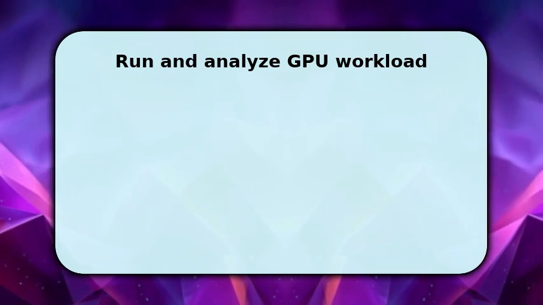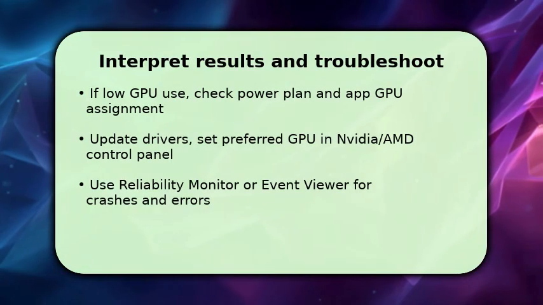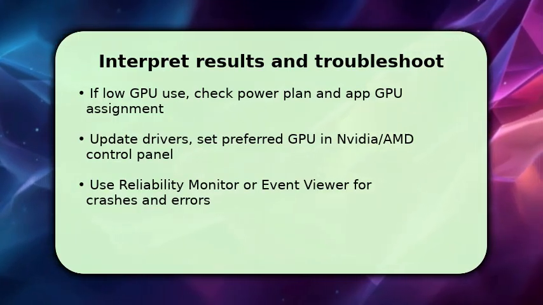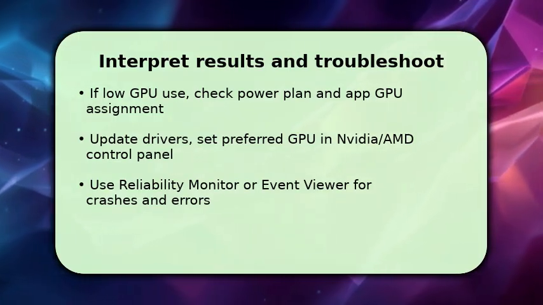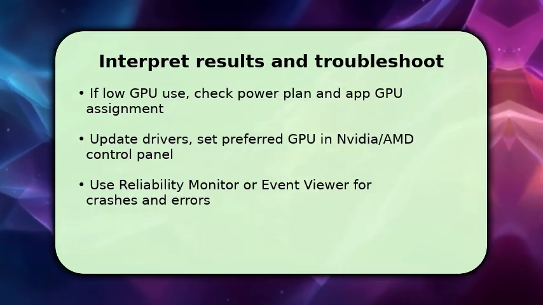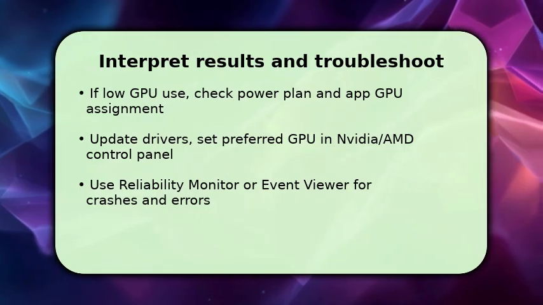Once you have readings, compare them against expected behavior. You finish by interpreting the numbers. Sustained high GPU percent and memory usage with low CPU indicates GPU-bound performance. Low GPU percent with stutter suggests a CPU or power limit bottleneck.